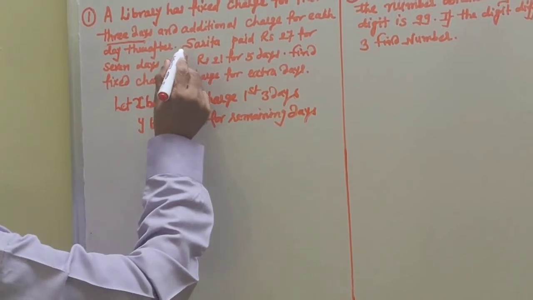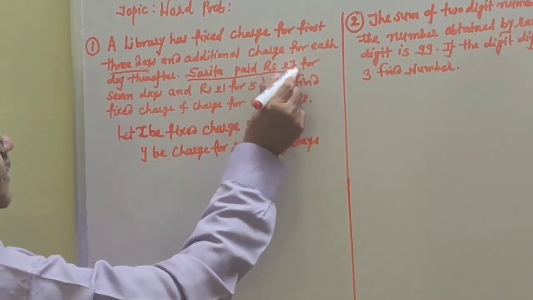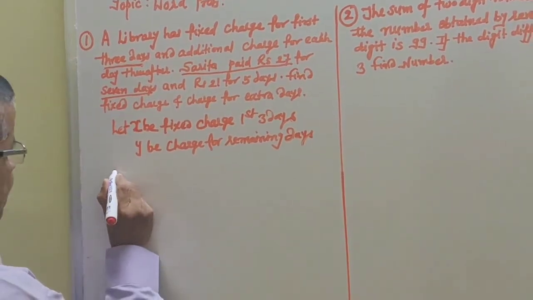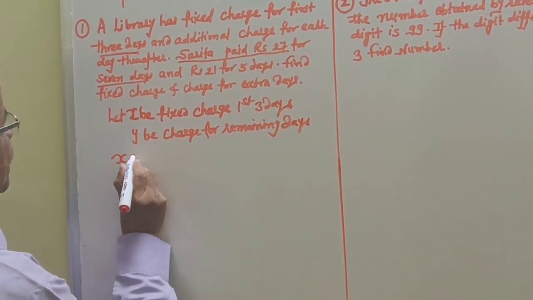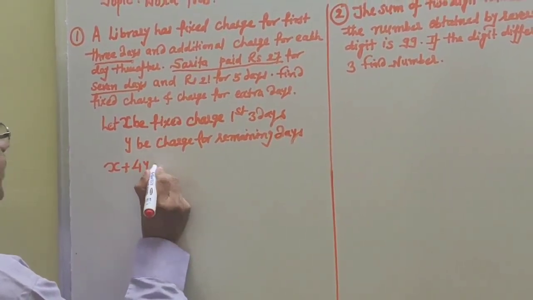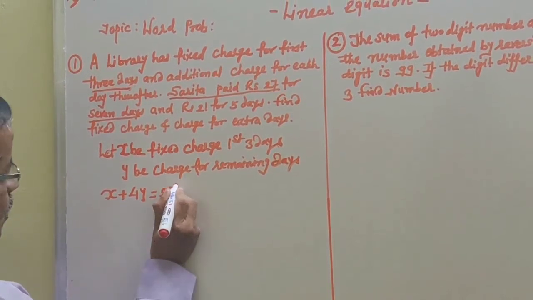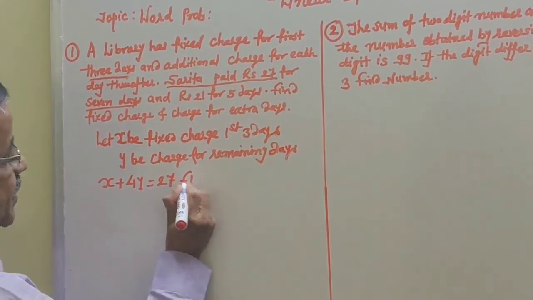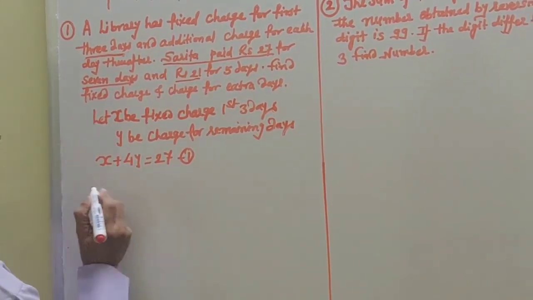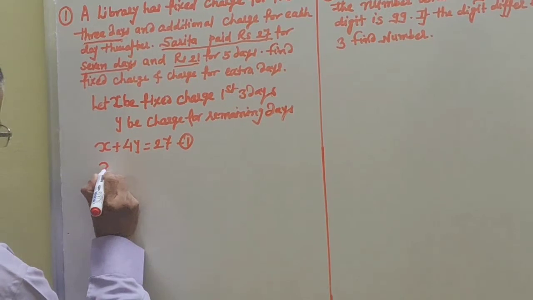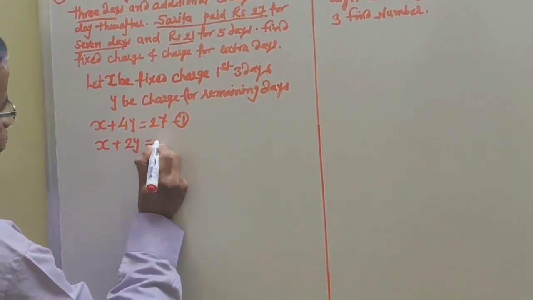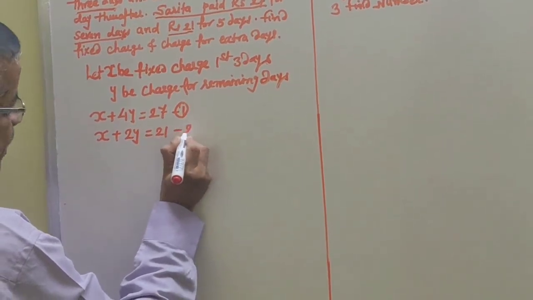Now in the problem given, Sarita paid rupees 27 for 7 days. The fixed charge for the 3 days is X. Now how many days will remain? 4 days will remain. Means X plus 4Y is equal to 27. This is your first linear equation. Now for this she paid rupees 21. For the 3 days X, the remaining days will be 2Y, so X plus 2Y is equal to 21. This is your second equation.